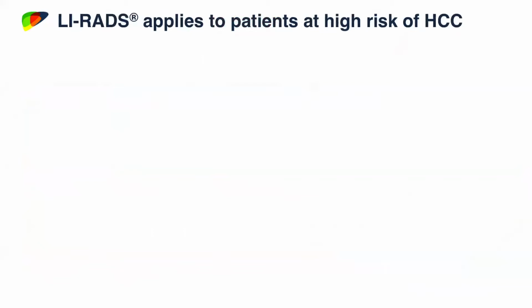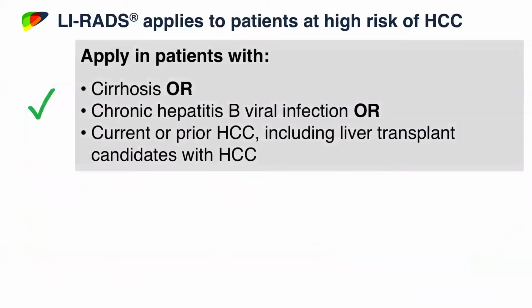LI-RADS applies only to patients at high risk for HCC, which for today's lecture means patients with cirrhosis, but it can also mean patients with chronic hepatitis B viral infection. It can also mean patients with current or prior HCC. So if someone doesn't have cirrhosis, doesn't have chronic hepatitis B, but for whatever bad luck they happen to have an HCC before, like an elderly man with diabetes who has an HCC, then you have proven yourself to be at risk for developing HCC. So LI-RADS applies to you.